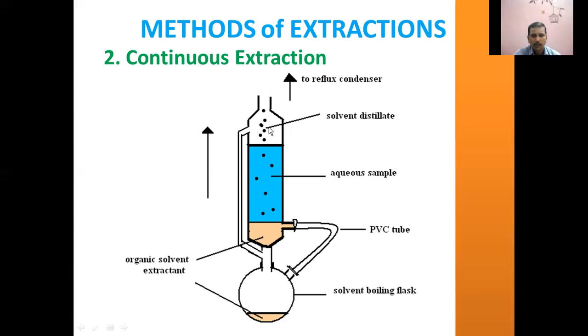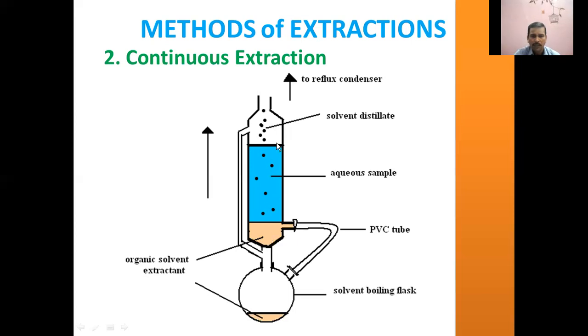While they come back, they will interact with the solutes which are present in the sample aqueous solution. If solutes are more soluble in the organic solvent, they will dissolve in the organic solvent and come to the bottom, because the organic solvent has a density more than the aqueous solvent. So the solute is carried by the organic solvent. It will come here.